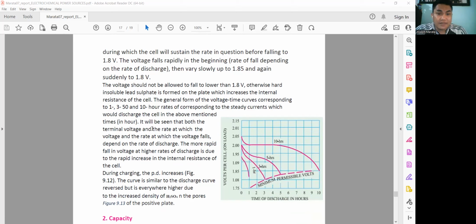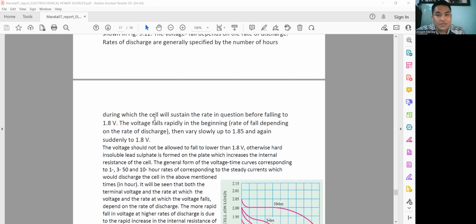It will be seen that both the terminal voltage and the rate at which the voltage falls depend on the rate of discharge, with a more rapid fall in the voltage at higher rates of discharge due to the rapid increase in internal resistance of the cell. During charging, the PD increases, as shown in figure 9.12, this one.